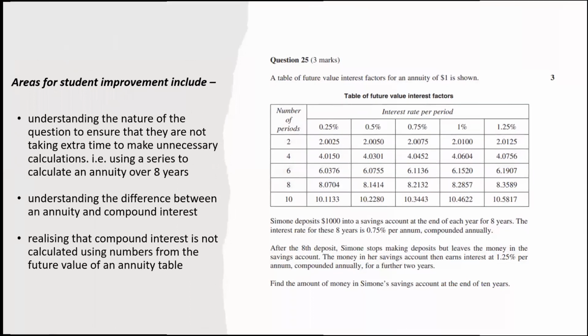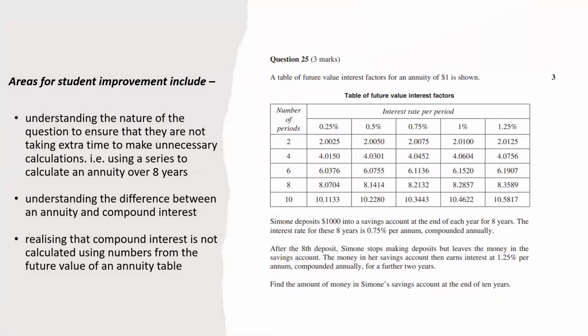Some areas for improvement can include, as mentioned before, understanding the nature of the question to ensure that they are not taking extra time to make unnecessary calculations. So using a series to create an annuity over 8 years did work, and the students were able to achieve full marks there, but it is time consuming and opens it up to a few careless errors rather than doing it the quick financial mathematics approach.